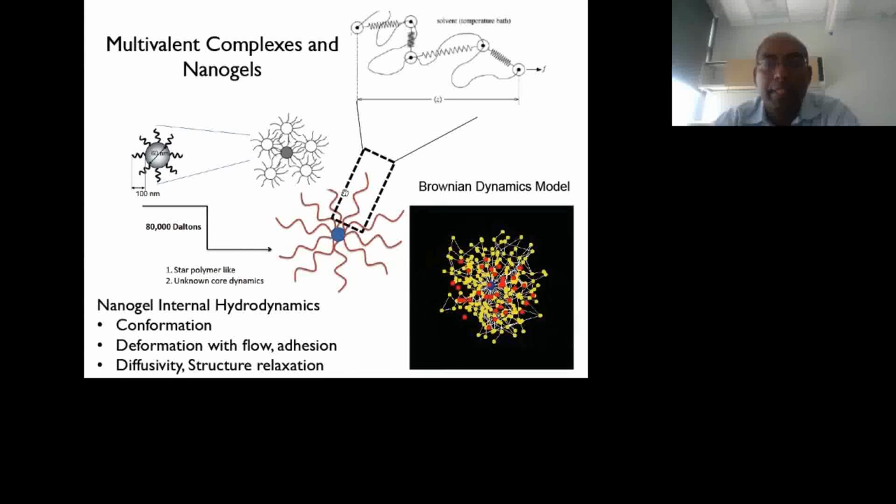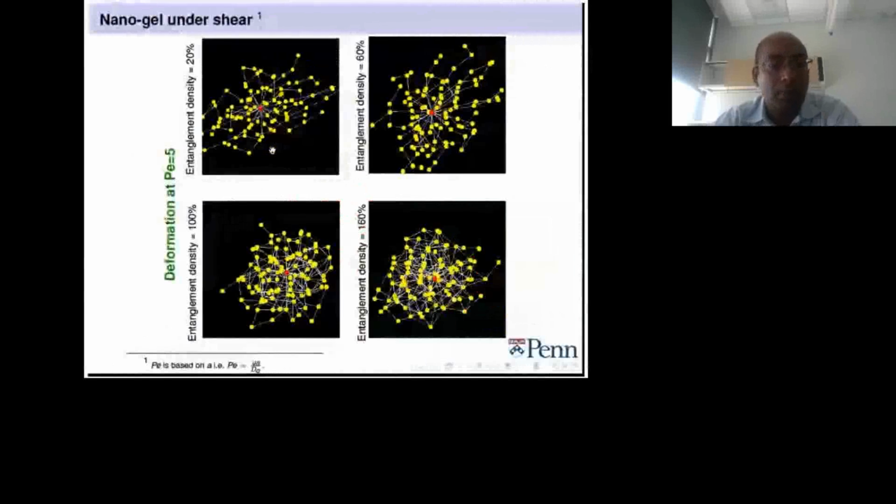So here's an example of how we can predict the deformation profile of such a nanogel in the presence of different shear flow. This is without the presence of any bounding surfaces. And so this would give us an ability to actually predict how deformable these nanogels are, which is actually very hard to determine from the experiments because these nanogels are rather soft and we think that they can actually deform quite well.